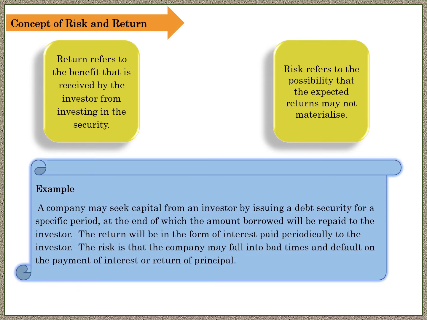Example: a company may seek capital from an investor by issuing a debt security for a specific period, at the end of which the amount borrowed will be repaid to the investor. The return will be in the form of interest paid periodically to the investor. The risk is that the company may fall into bad times and default on the payment of interest or return of principal.